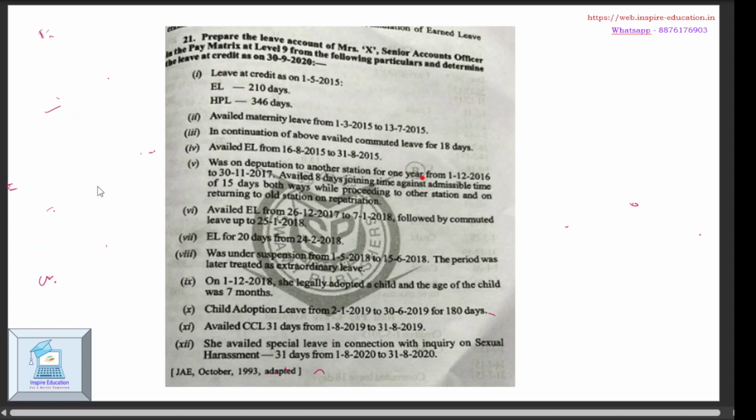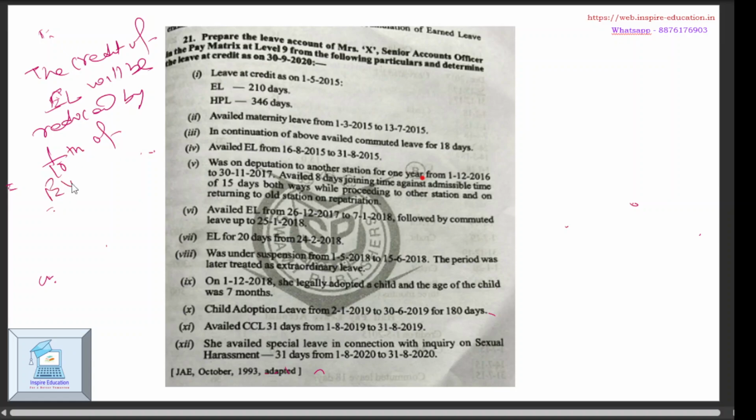So the rule says the credit of earned leave EL will be reduced by 1/10 of the extraordinary leave or dies non, whatever the case, during the previous half year.